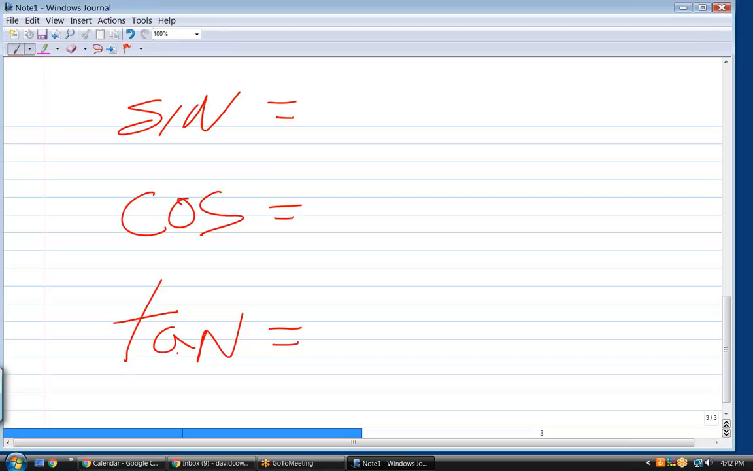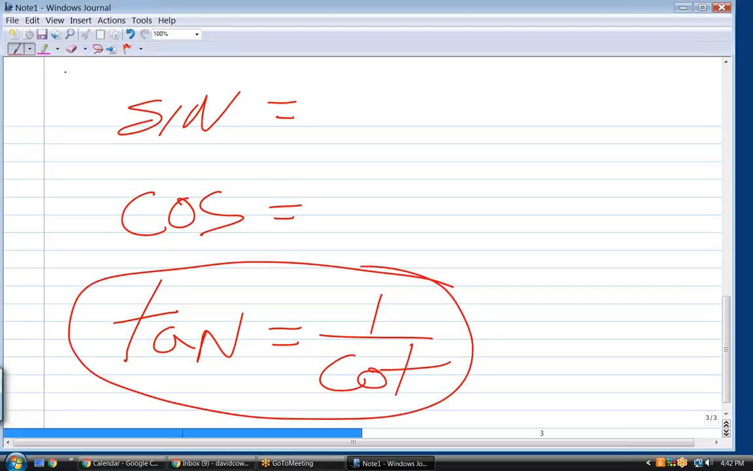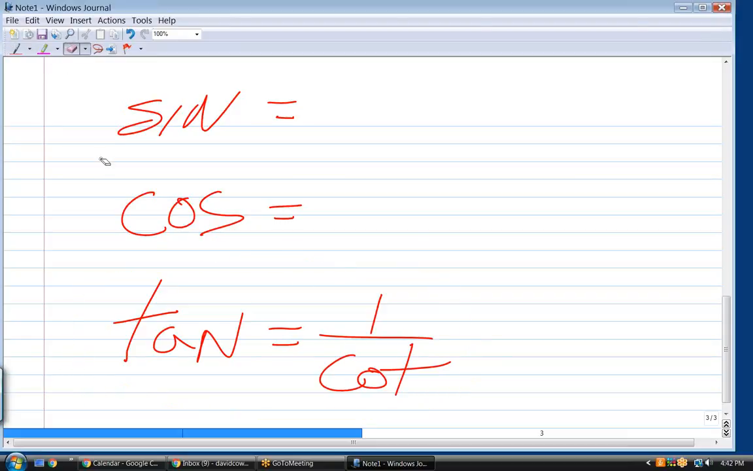Start with tangent. 1 over cotangent. That's the easiest one to start with because that's the same. You're never going to forget that, okay? Now, there's only two others. There's secant and there's cosecant. Which one goes with which? Cosine is 1 over secant, and then sine is 1 over cosecant.